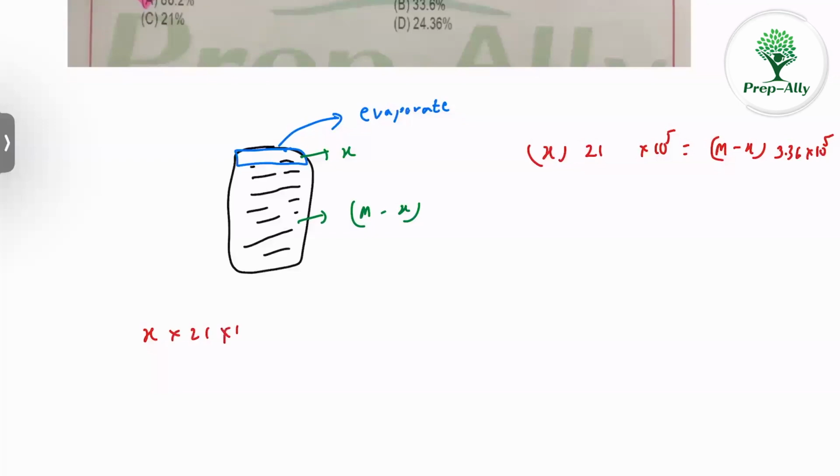X into 21 into 10 to the power 5 is equal to M minus X into 3.36 into 10 to the power 5. Is this clear how we got this? Sir, yes, sir.